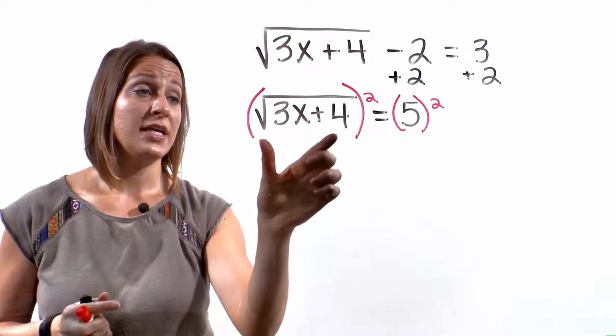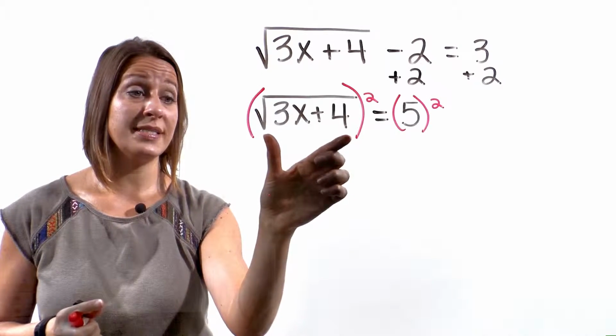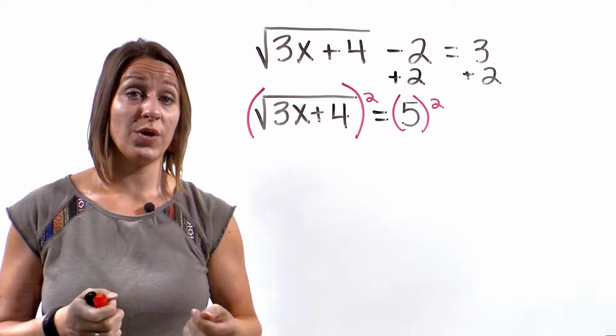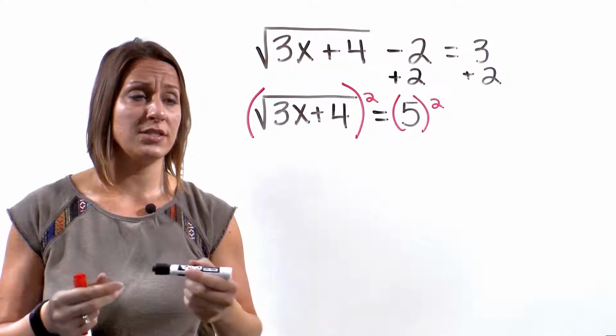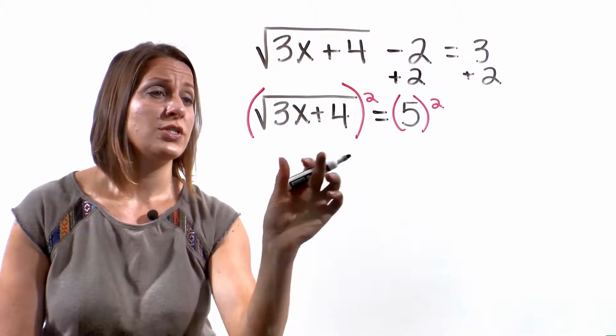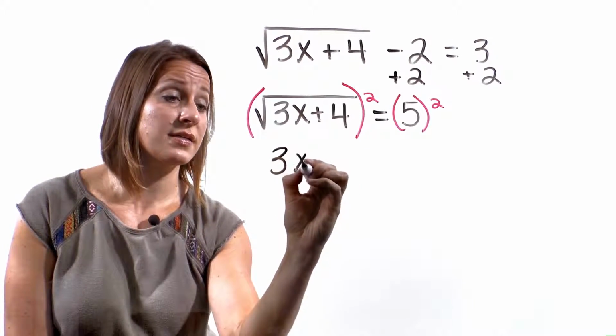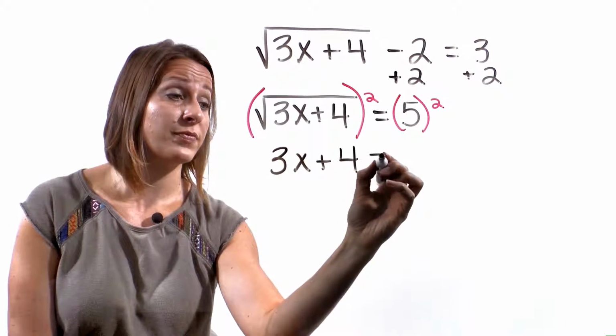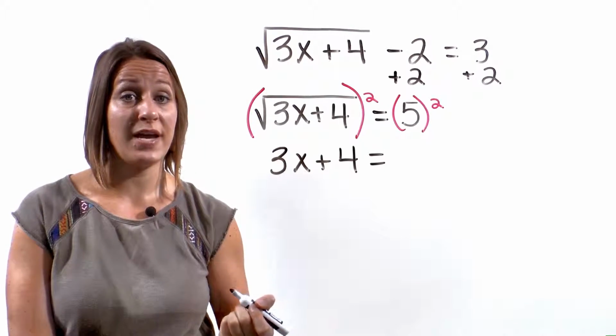On the left side, anytime that you square something that's underneath the square root symbol, it cancels out, the square root symbol and the little exponent 2. So we're left with 3x plus 4 equals 5 times 5, which is 25.